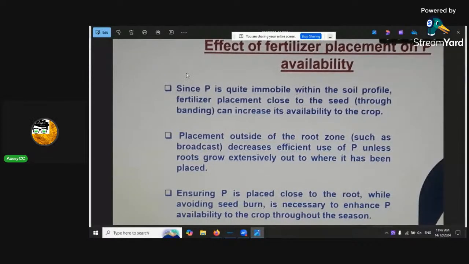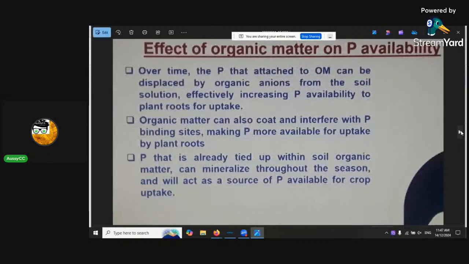Phosphorus and potassium. So, the effective fertilizer placement. Since P is quite immobile within the soil profile, fertilizer placement close to the seed can increase the availability to the crop. Placement outside of the root zone decreases efficient use of phosphorus unless roots grow extensively out to where it has been placed. So ensuring placement close to the root while avoiding seed burn is necessary to enhance availability to the crop throughout the season. The effect of organic matter on phosphorus availability.